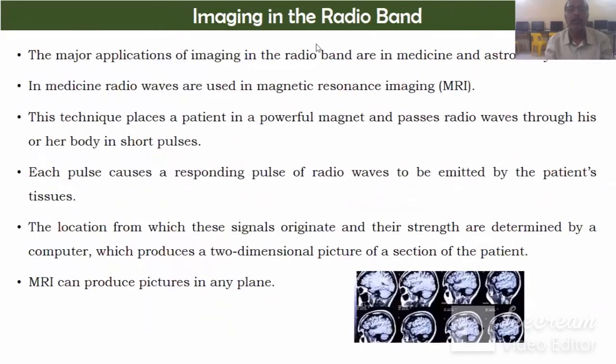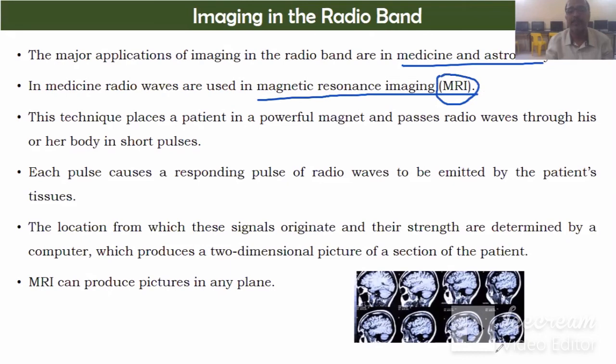Okay, now next is another radio band example. One of the other applications of this radio band: the major application of radio band imaging is in medicine and astronomy. We saw one type of radio band, imaging an inaccessible area, but now a medicine-related example. So radio waves are used for the purpose of MRI scan, that is magnetic resonance imaging. This is one of the techniques used to take a scan of the human body.